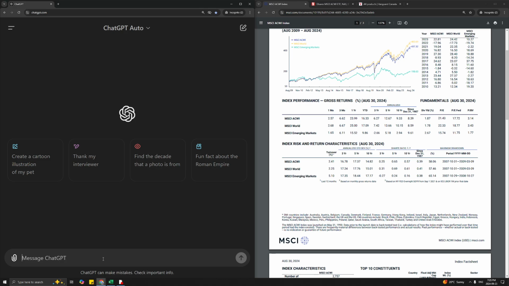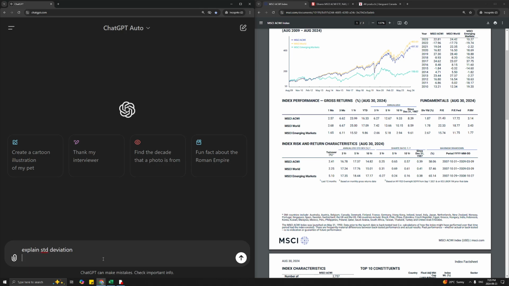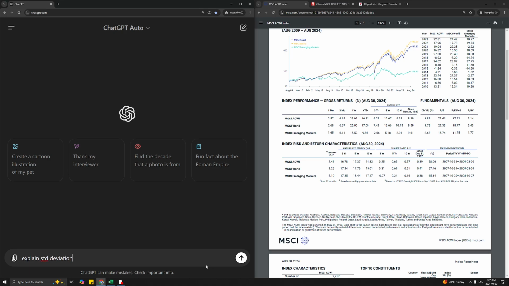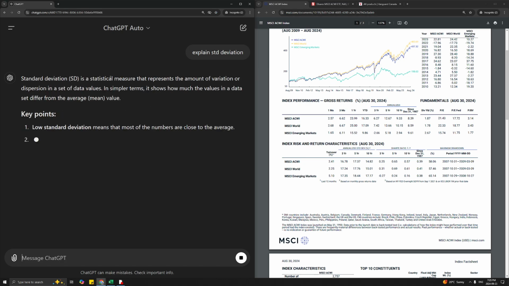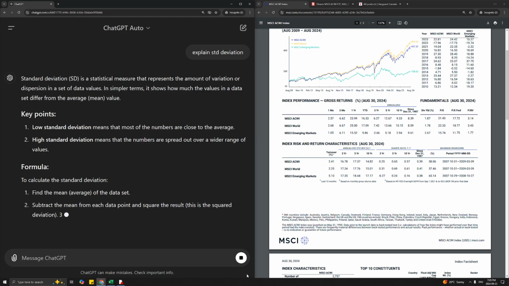Let me just use ChatGPT. Explain standard deviation. Okay, so standard deviation: a statistical measure that represents the amount of variation or dispersion in a set of data values.